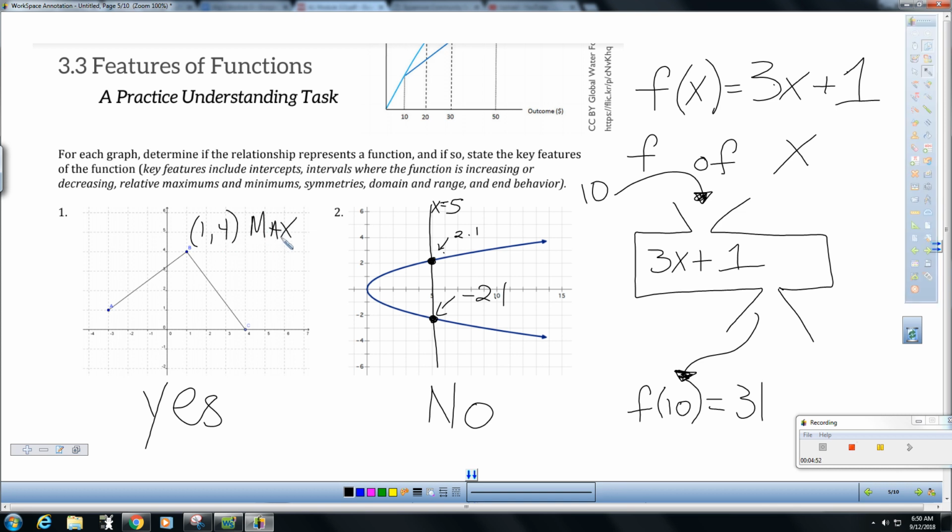It looks like the minimum is at 4, 0. Okay? This is your x-intercept. Notice, how do we find the x-intercept? We put in 0 for y. And it looks like your y-intercept is right here at about 0, 3.2. I'm just making that 3.2 up. And how do we find our y-intercept? Again, we put in a 0 for our x.